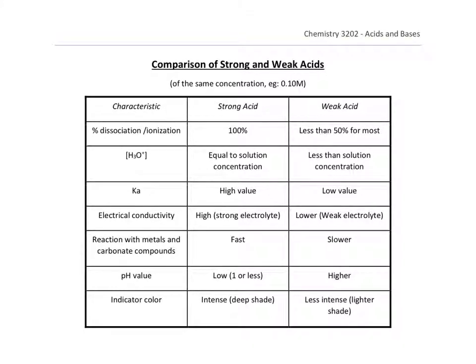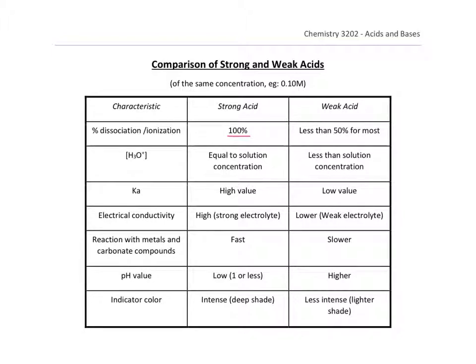It is imperative that you know the difference between strong and weak acids. Strong acids dissociate or ionize 100%. Weak acids, on the other hand, dissociate or ionize less than 100%. In fact, most weak acids dissociate less than 50%.